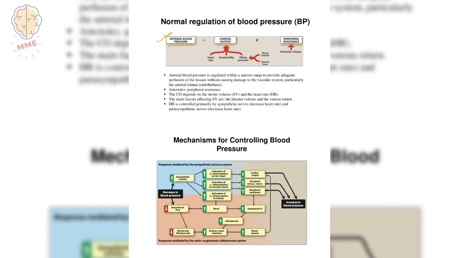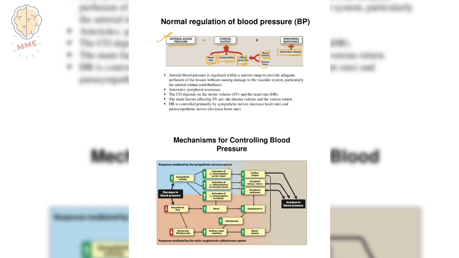Now, cardiac output can be influenced by heart rate, contractility, filling pressure, that is both blood volume and venous tone, and peripheral resistance is mainly controlled by arterial volume. Now, if any of these factors like heart rate, contractility, filling pressure, blood volume or arterial volume can be controlled, then our blood pressure can be increased or decreased.